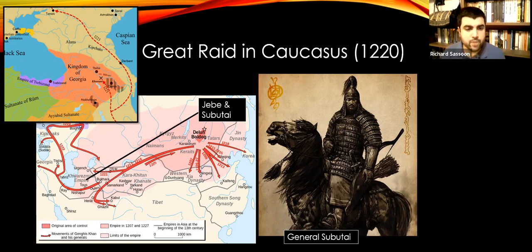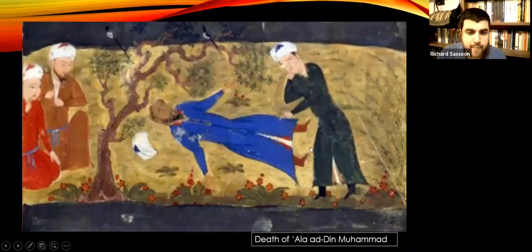But in terms of the Middle East, this is the first time that Georgia was sort of brought into the Mongolic sphere. And this is the first time that we really see Mongols having an effect in the western part of the Middle East. And of course, that's the death of Alauddin Muhammad.